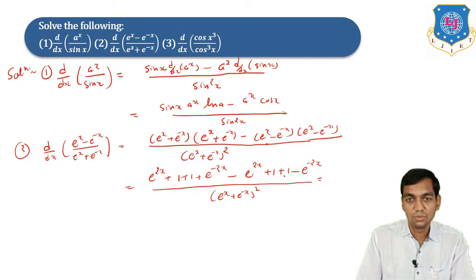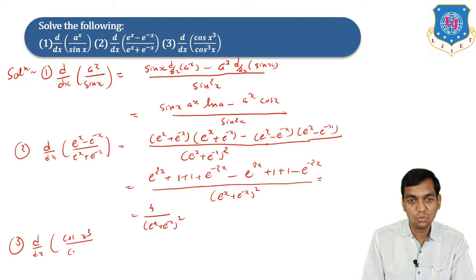And that will give you the answer. If you simplify this term, then you will have 4 upon (e raised to x plus e raised to minus x) the whole square. In the same manner, the third example we have is d by dx of cos x cube upon cos cube x. Now here x cube is in the angle and here it is cos cube. So in the denominator, we square the denominator, that means cos cube whole square, that will be cos raised to 6.